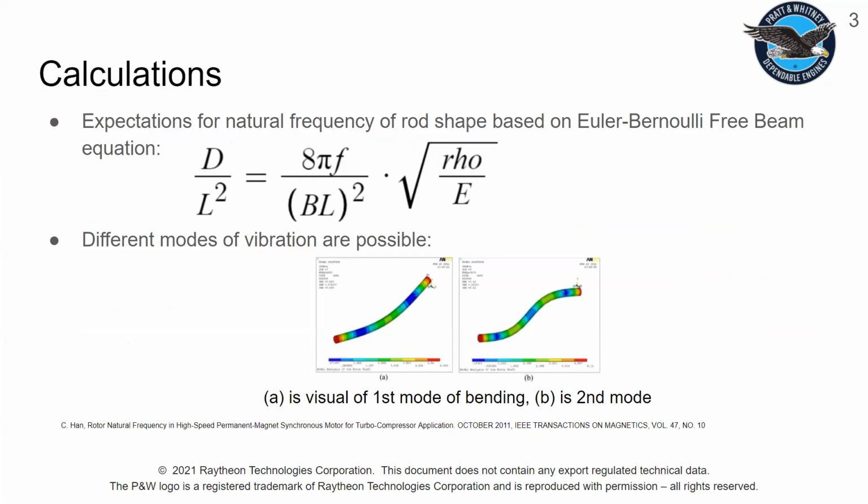In order to match the natural frequency of our cleaner to our samples, we use the Euler-Bernoulli free beam equation, which can be seen below. In this equation, D represents the diameter of a rod, L represents the length, F represents the frequency in hertz, rho is the density of the material, and E is its Young's modulus. Beta L squared is a constant which can be calculated from the equation cos beta L cosh beta L equals 1. In these images, you can see examples of different modes of bending, which would attribute to different L values.